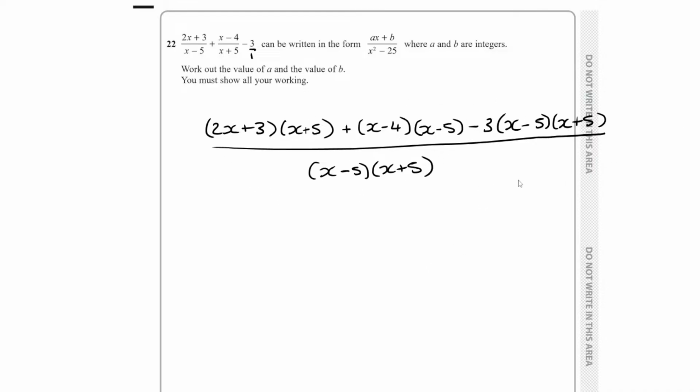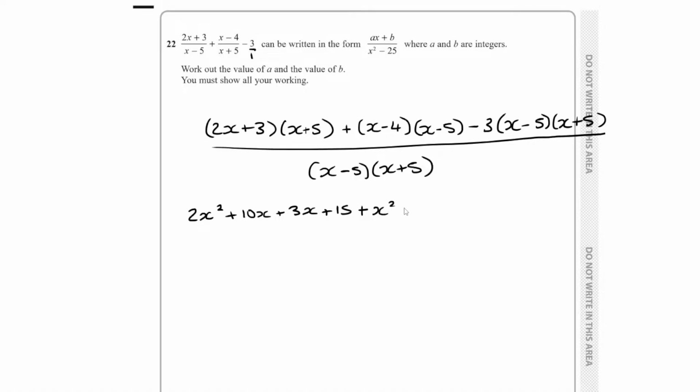Obviously at this point, I'm now going to expand and try and simplify everything. So just be careful of any negatives. Be careful especially of this last bit here, that we're subtracting all of that. So some of those symbols will swap. So the first one, we've got 2x squared plus 10x plus 3x plus 15. Then we've got, this one's just plus, so that's fine.